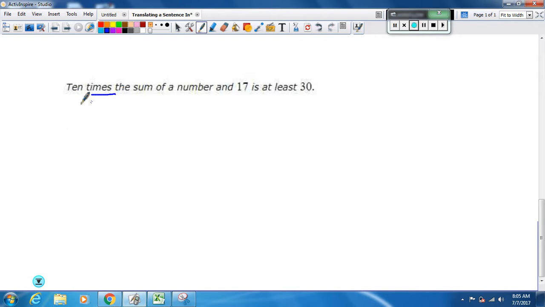Times and sum, so 10 times the sum. When you have times and sum together, you put parentheses, put a plus sign here. A number and 17, close your parentheses, is at least, so that's greater than or equal to 30.